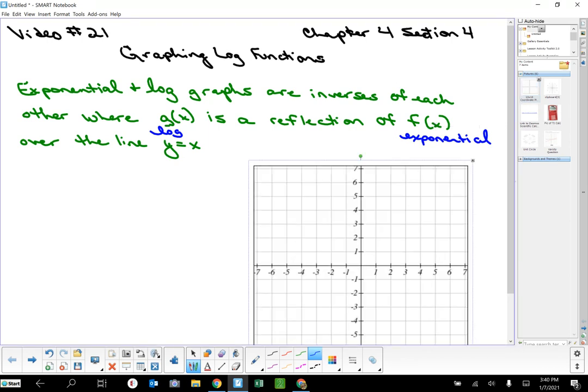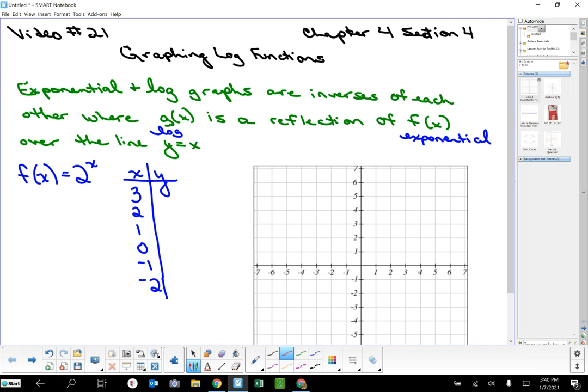All right, so what we're going to do here is graph f of x, which is going to be the exponential function 2 to the x. And we're going to use an xy table. We're going to put in the points 3, 2, 1, 0, -1, -2, and get the y's out of here. Now, keep in mind what we're actually doing here is things like 2 to the 0, right?